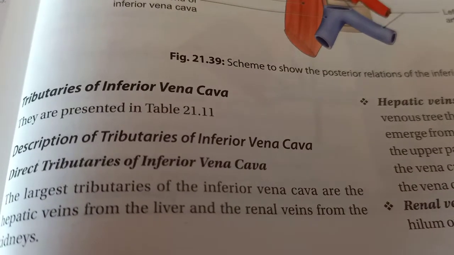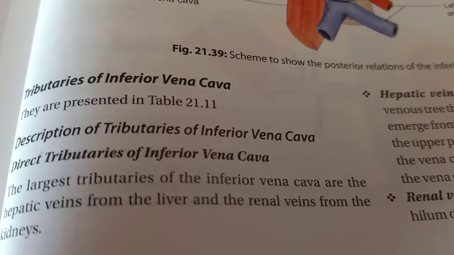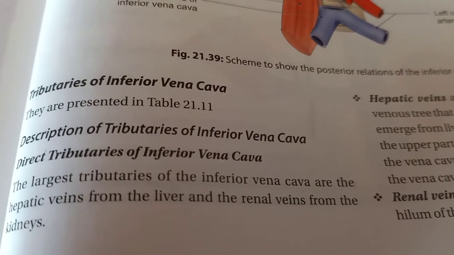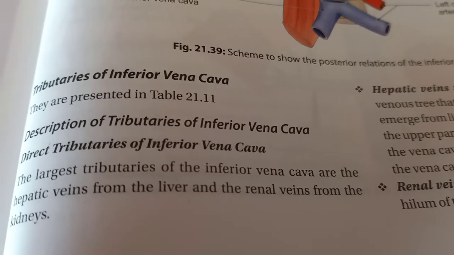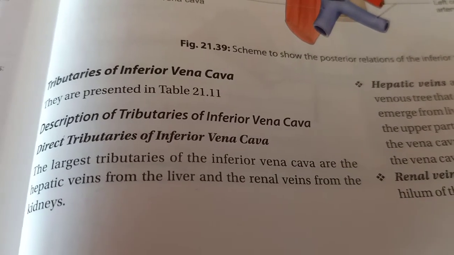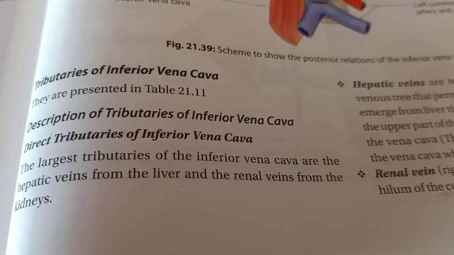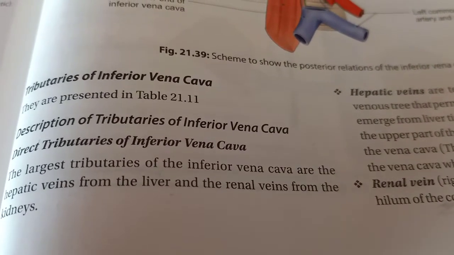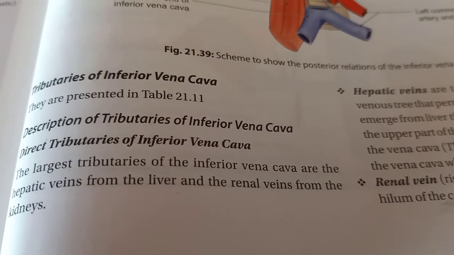Hello students, this is the second and the last part of the inferior vena cava. In the last video I covered the structure, the formation, the location, the dimensions of the IVC and its relations, and a little bit of the tributaries of the IVC. I will continue with the tributaries of the IVC and the applied anatomy of the IVC, and with this we'll finish the inferior vena cava.